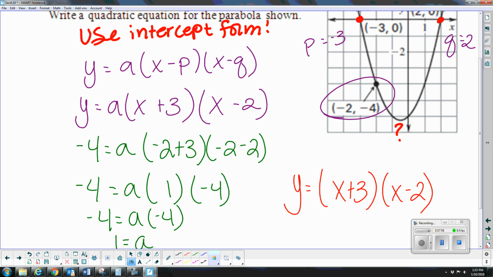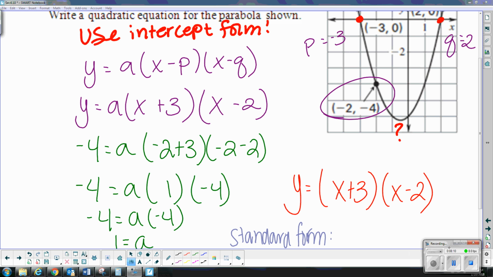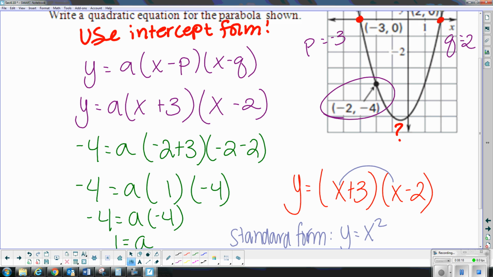But if it asks you to write it in standard form, then you would have to actually factor this out. So in this case, it would be y equals x squared minus 2x plus 3x minus 6.